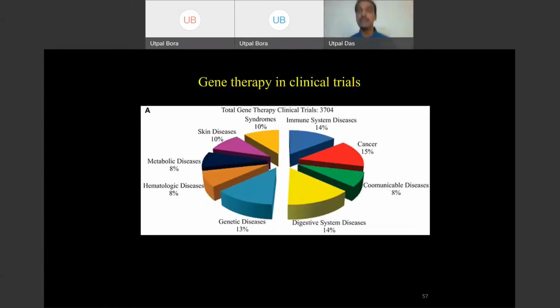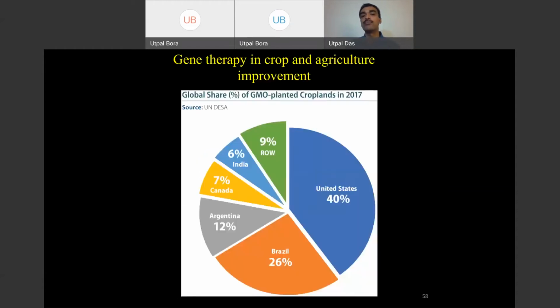And overall, if you see, nearly 3,700 clinical trials are going on all over the world. So this is really a good thing, right? There is hope. And not only that, crop production, right? Look at the genetically modified crops across the world, the percentage share, US and Brazil. But look at India, we are not lagging behind. We are doing better. So these technologies are helping us treat different diseases, or helping us to produce more crops.